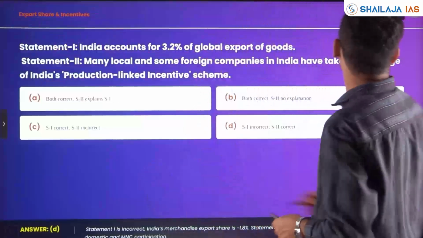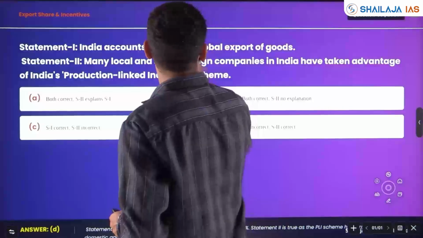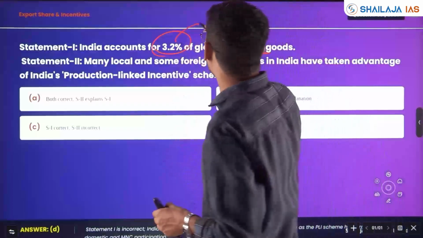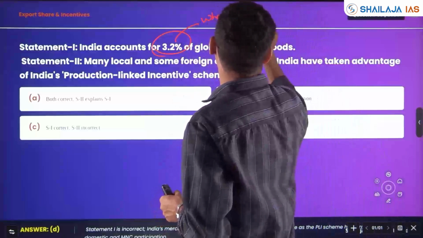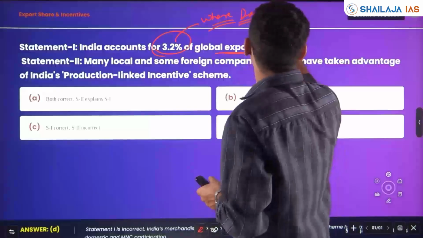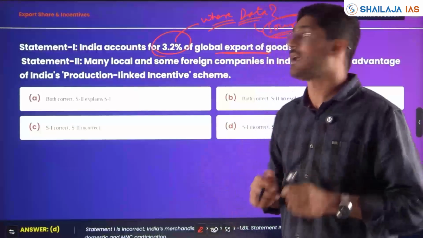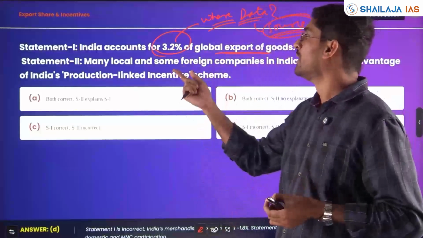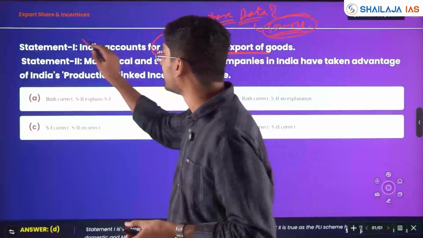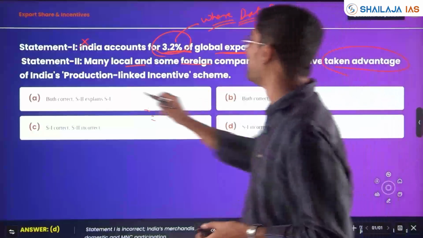Next, again, export share and incentive, asked in 2023. India accounts for 3.2% of global export of goods. Data given without backing of where the data has come from will normally be wrong. Not that all facts are wrong, but whenever data is given without a data source, UPSC will tend to give wrong data because it has not mentioned the source also. Where is the 3.2% of global export of goods from? What is the source? Not mentioned. Normally statement 1 will be wrong. Many local and some foreign companies in India have taken advantage of the PLI scheme.